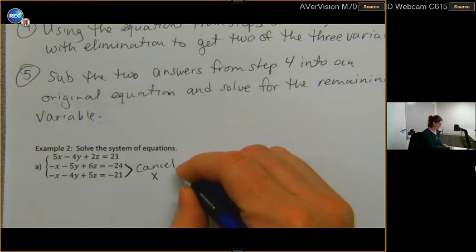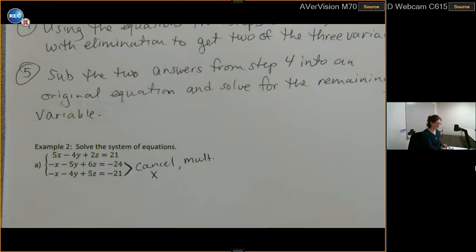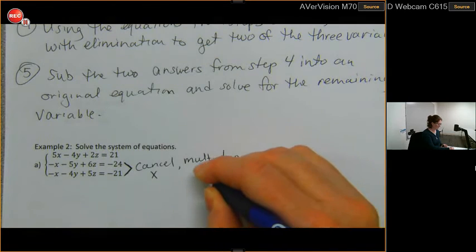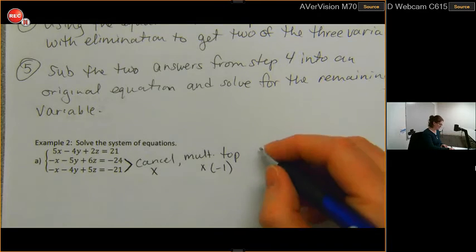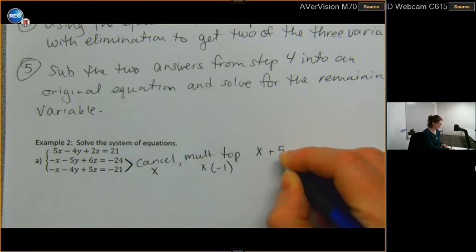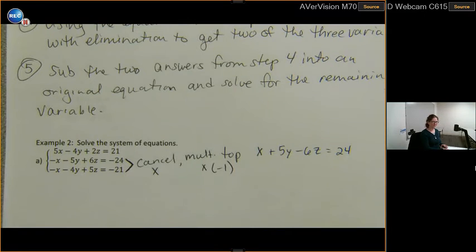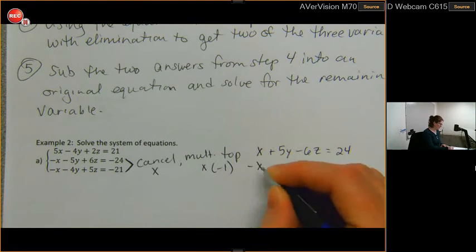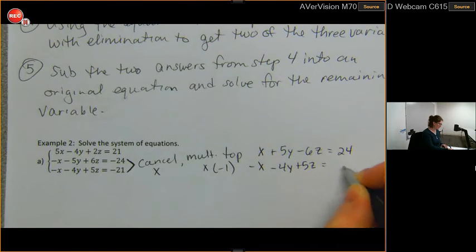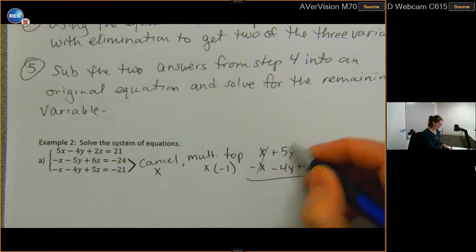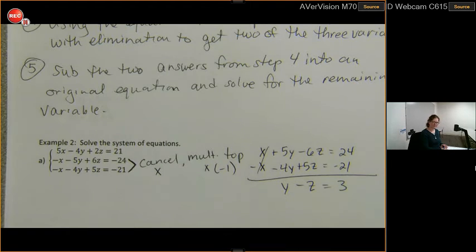To do that, I'm going to multiply one of the equations. I'll just pick the top equation by -1. So when I do that, I get positive x plus 5y minus 6z equals positive 24. And then carrying over the bottom equation, and adding them together, I get y minus z equals 3.